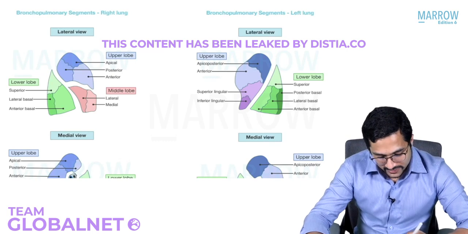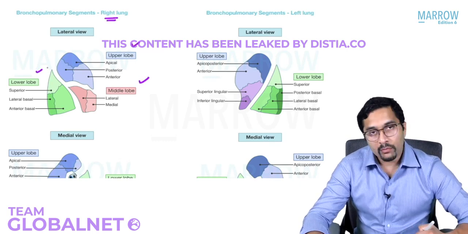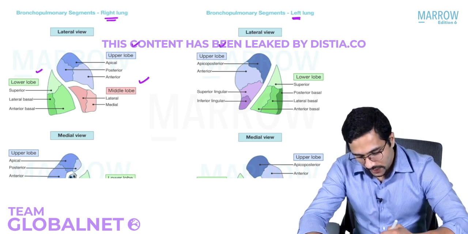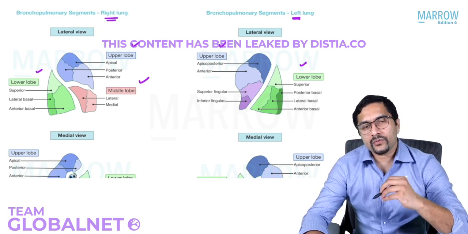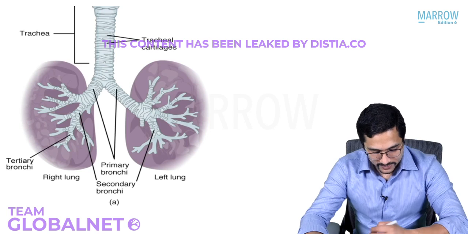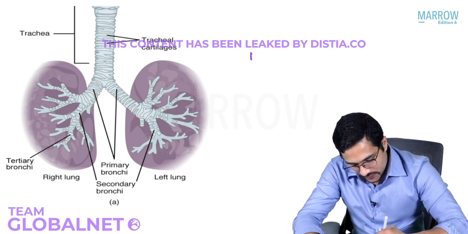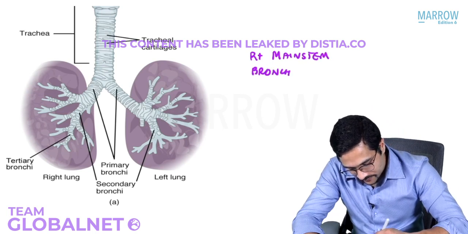So we know that the right lung has 3 lobes. You have the upper, middle and lower lobe, whereas the left lung just has an upper and a lower lobe. Now the importance of knowing this is that the bronchi on the right side, the right mainstem bronchus, is straighter. The right mainstem bronchus is shorter and straighter.